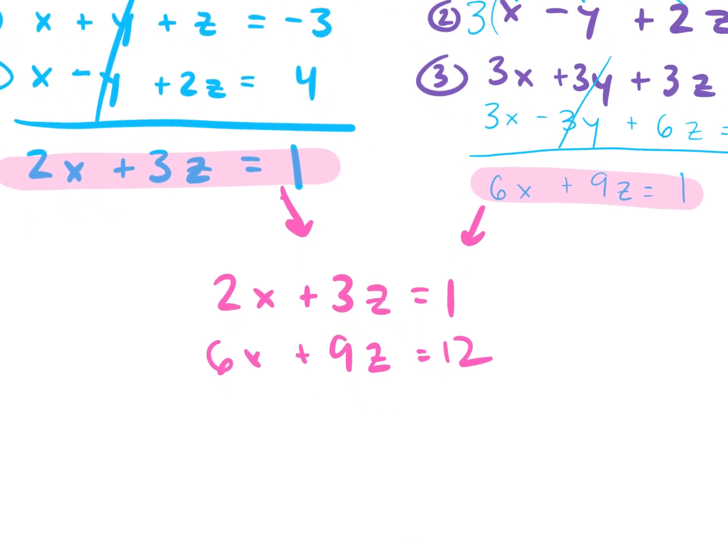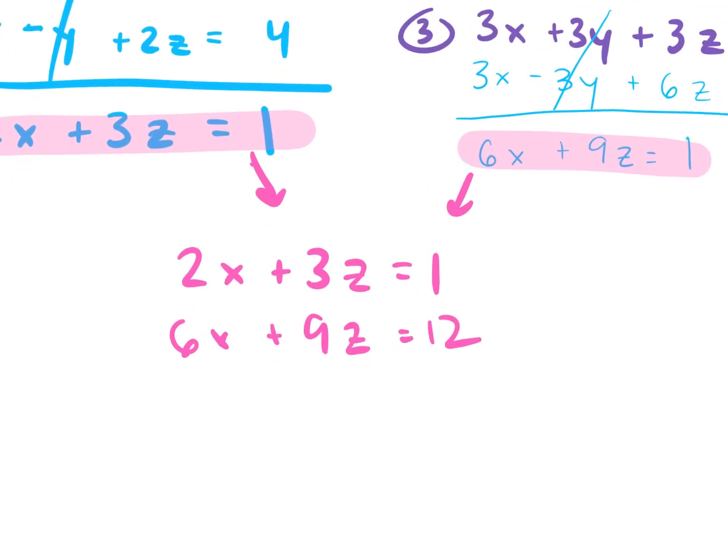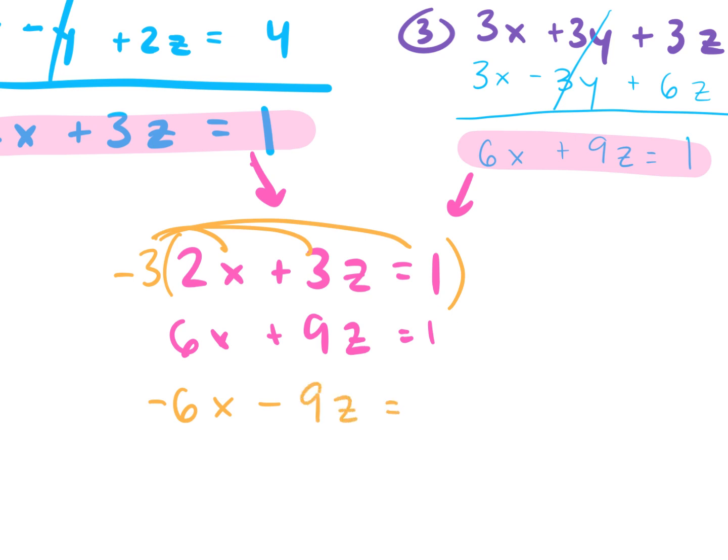Now again, we're going to use elimination, pick a variable to cancel. Which variable do you want to cancel? Let's cancel out z's. So what do I need to multiply by to my first equation to get z's to cancel? Negative 3. So let's multiply everything times negative 3. So we have negative 6x minus 9z is equal to negative 3.